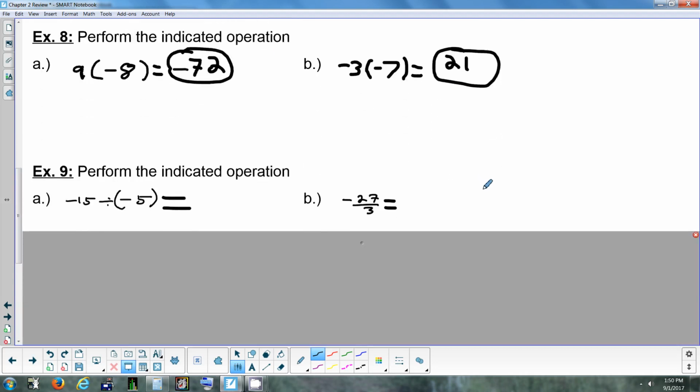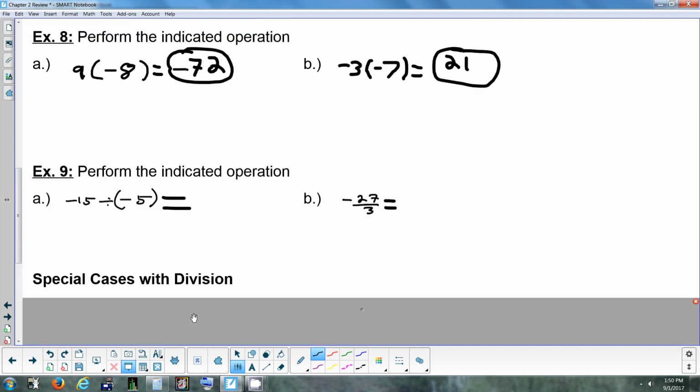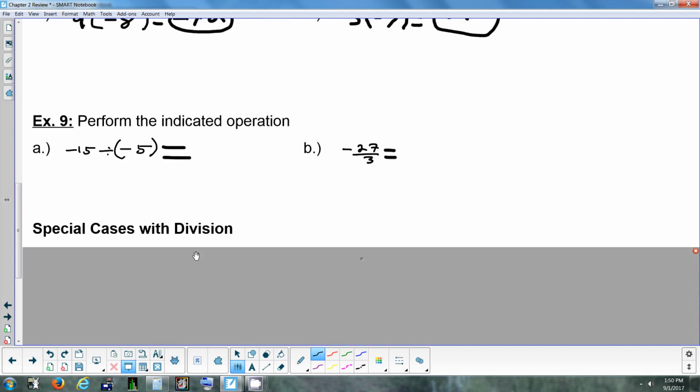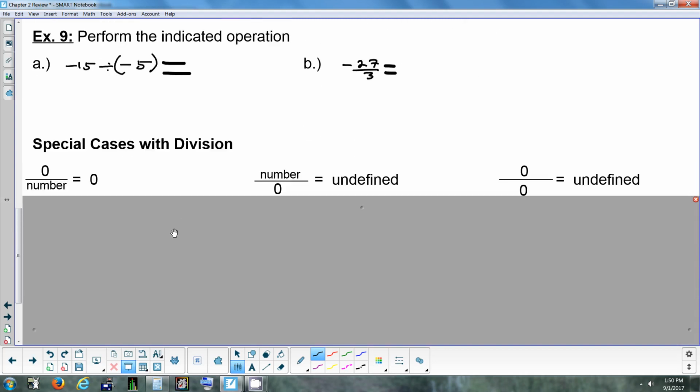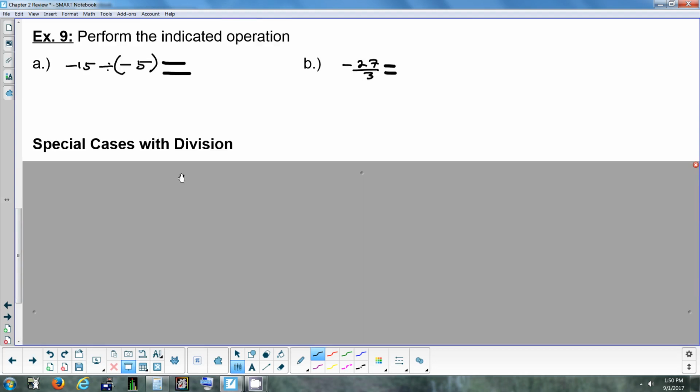All right, now we have multiplication up here, we got division down here. Rules do not change, same exact rules. All right, Nathan, I got a -15 divided by a -5. My answer is going to be positive or negative? Positive, right? Because I have two negatives. Positive what?